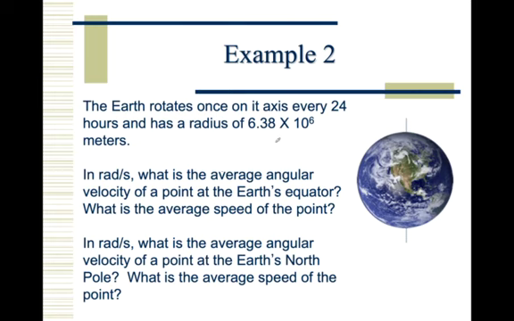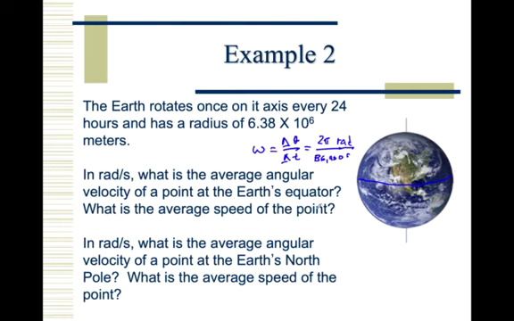You would just take, so again, angular velocity is equal to delta theta over delta t. And in this case, it would just be 2 pi radians per day, that's one rotation, divided by the number of seconds in 1 day, which is 86,400. And if you divided that out, that would give you the angular velocity of a point on the Earth's equator going around this way right here.